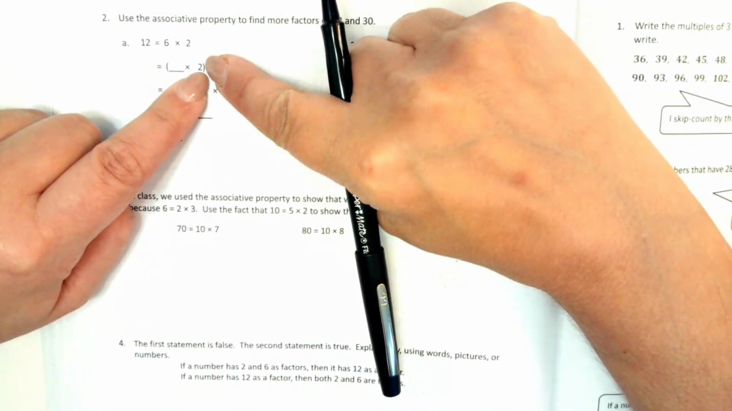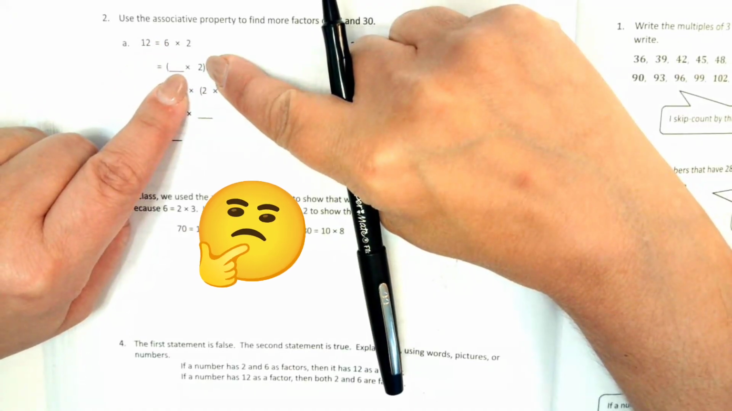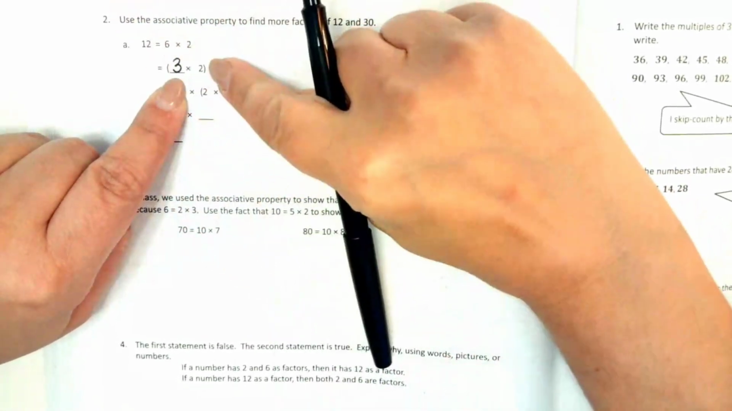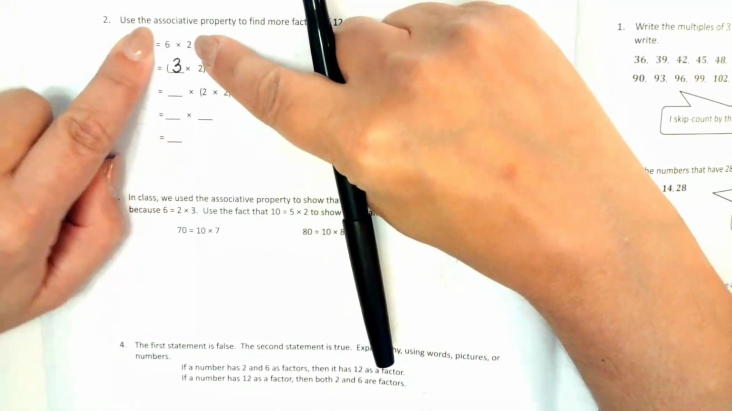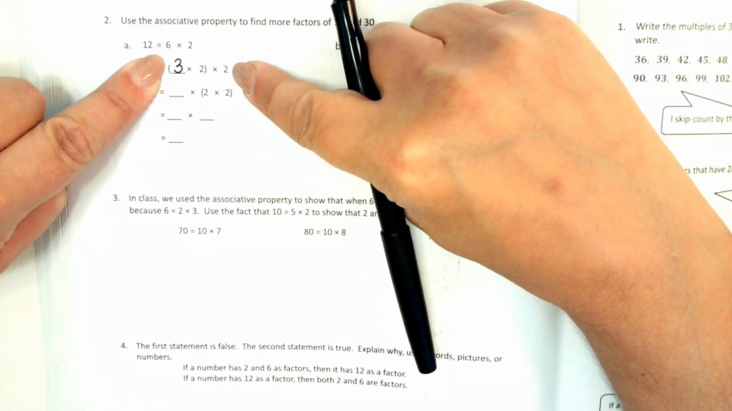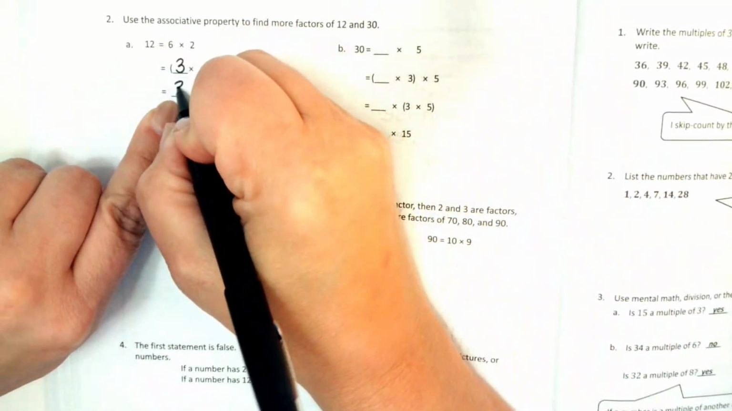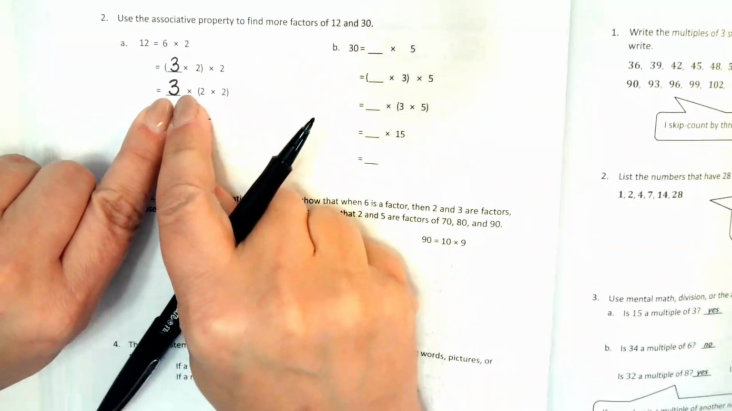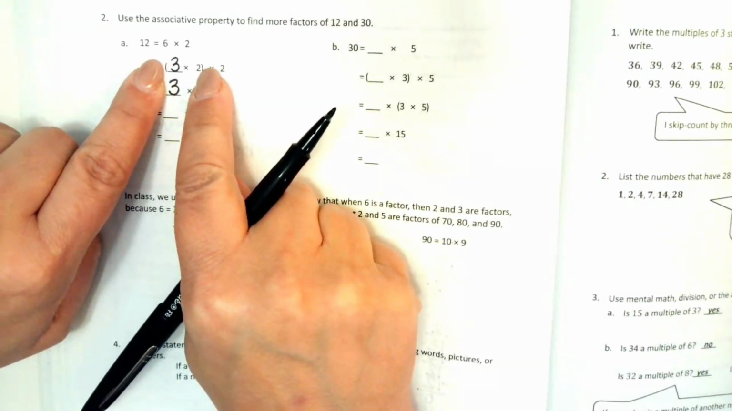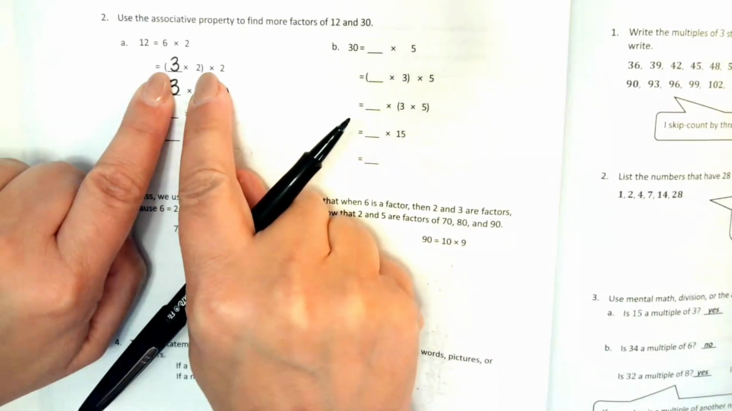Something times 2 equals 6. What can go in that blank? It would be 3 times 2 equals 6. So 6 times 2 is the same as 3 times 2 times 2. So we need to put our 3 down in the next blank spot too, because we chose 3 as a factor. Now the parentheses are moved around 2 times 2 instead of around 3 times 2.